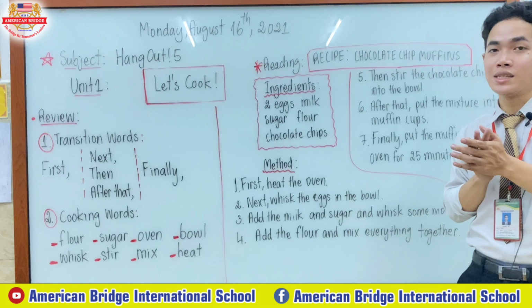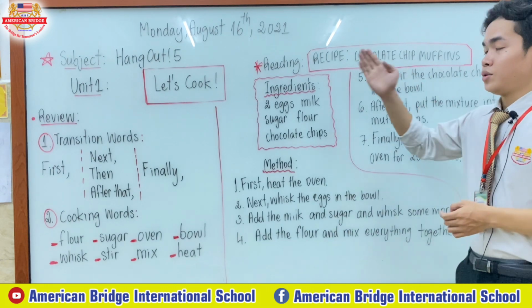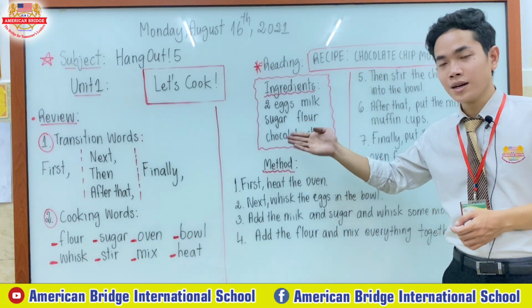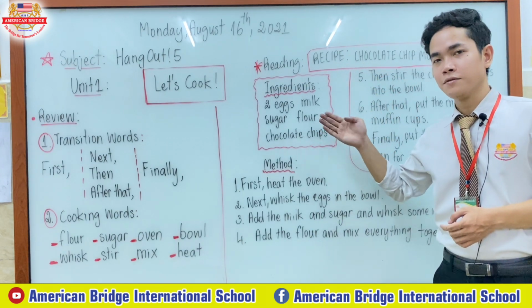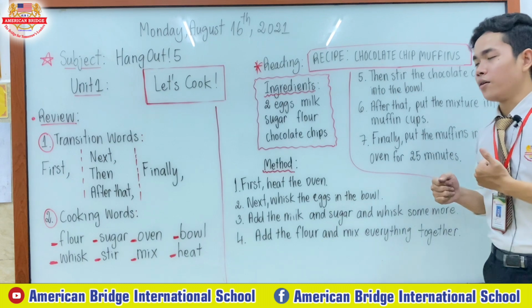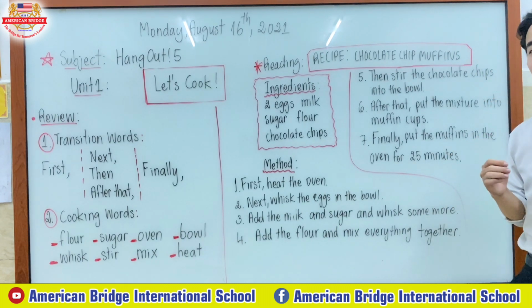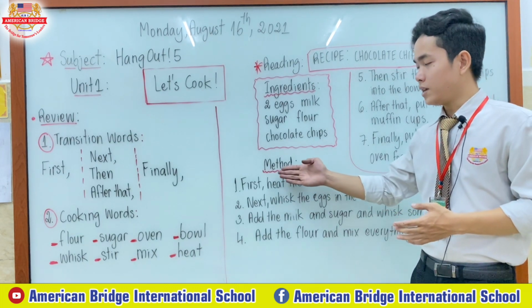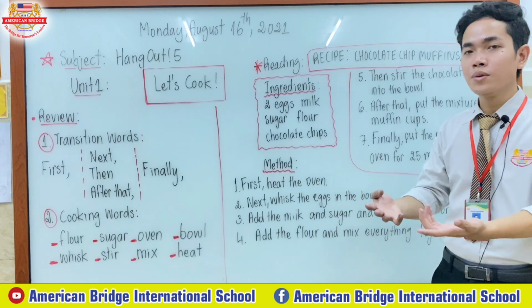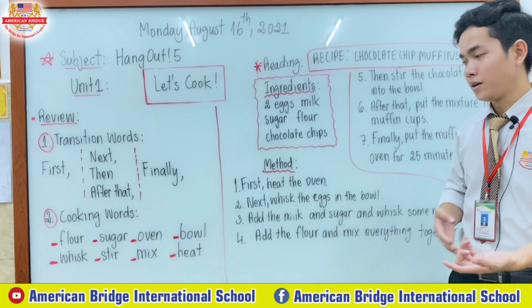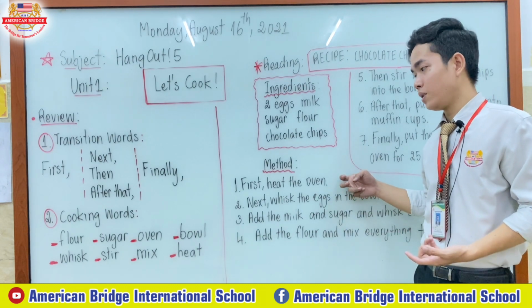As you can see in the picture as well: 2 eggs, sugar, chocolate chip, milk, and flour. Very good. Now let's learn how to cook it together. So this is the method. Method here is about the way that you do something. So this is the recipe for doing it.